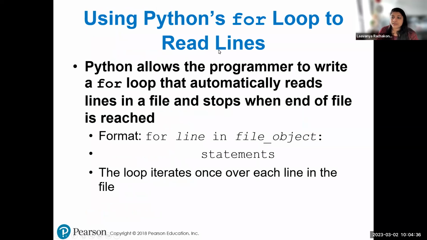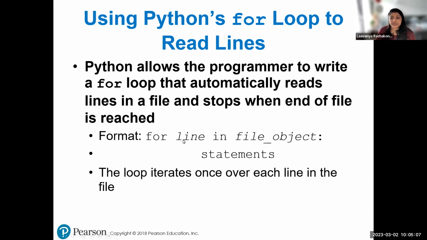Now, using Python's for loop to read lines. If you want to read the contents of the file, then you can always use a for loop as well. So you could use while, you could use for, it's up to you. The syntax will be for target variable in whatever that you are looking at. Here we are basically looking at the file object, because the file object is already associated to the file along with the mode that we specify the file to be accessed in.